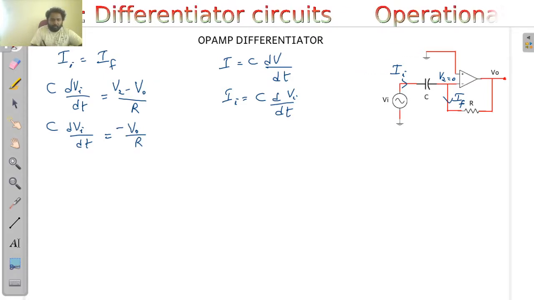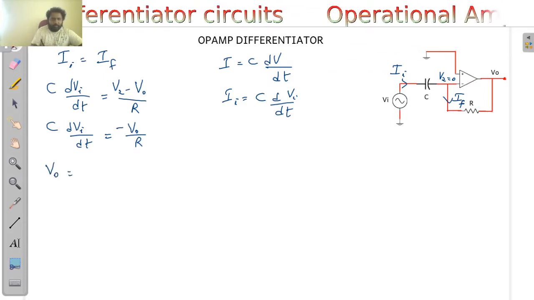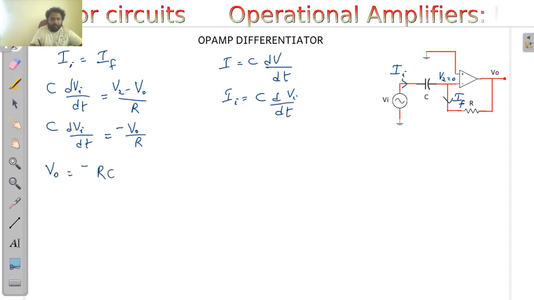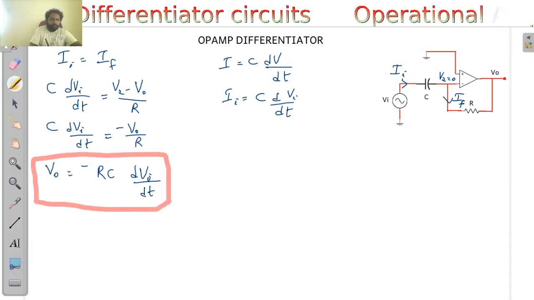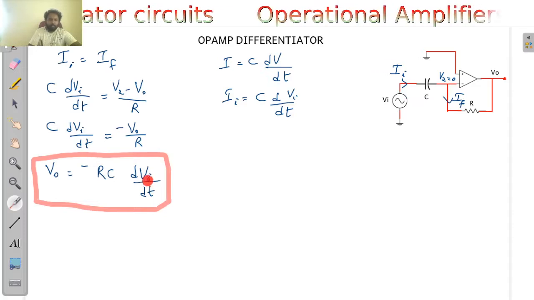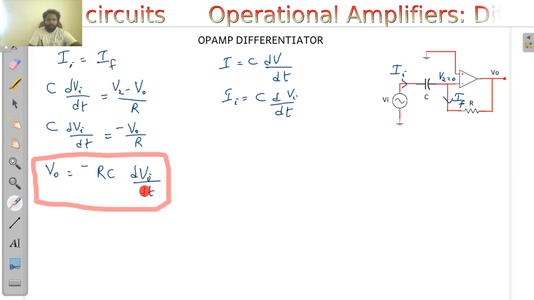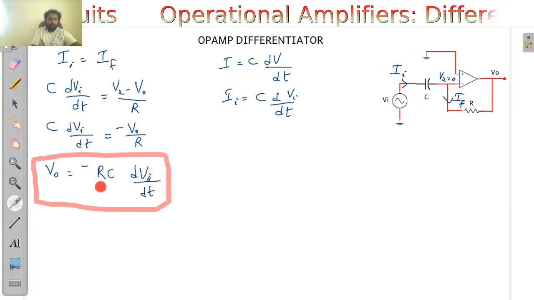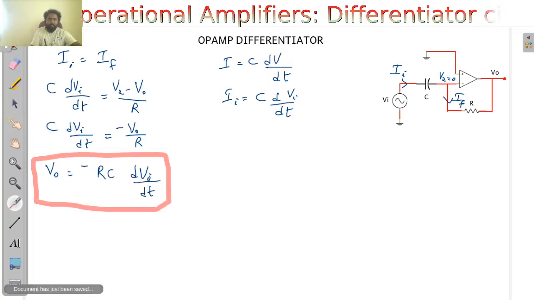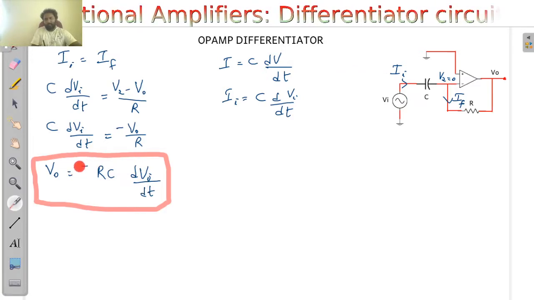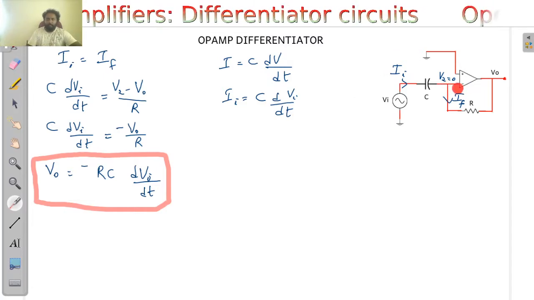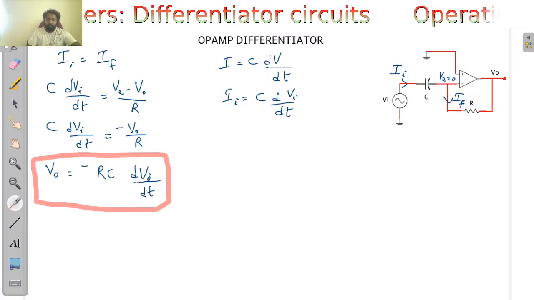And now what is VO? VO is given by taking all those factors to the other side, then you get VO = -RC dVi/dt. And now you can see this is a differentiator, and the voltage at the input is differentiated and multiplied by a scaling factor. This one is a scaling factor, and it is also an inverted kind of differentiation. That is why there is a negative sign here, obviously because you are giving the input to the inverting input.